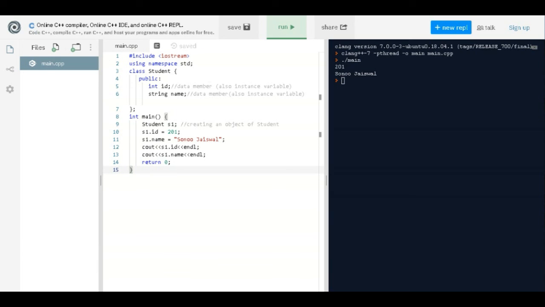In this example, you can look at the data member where ID is 201 and name is Sono. This one.